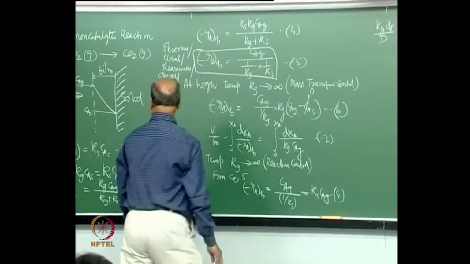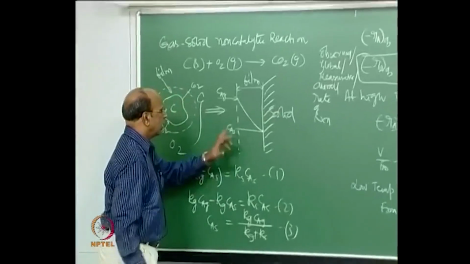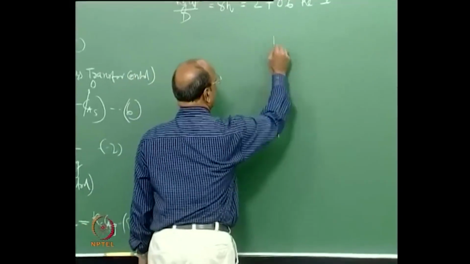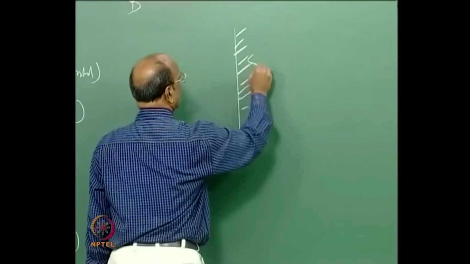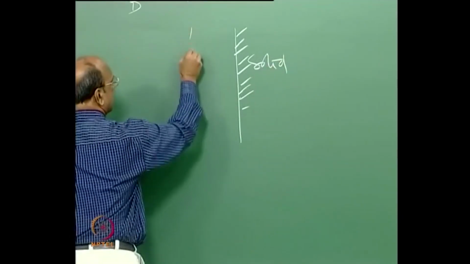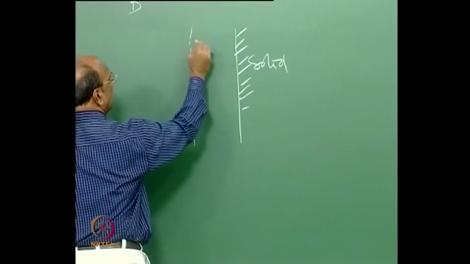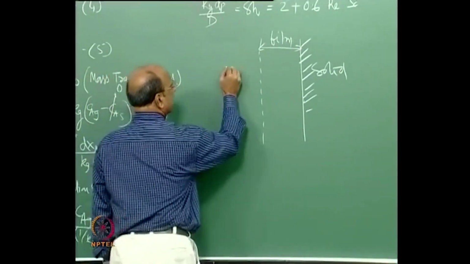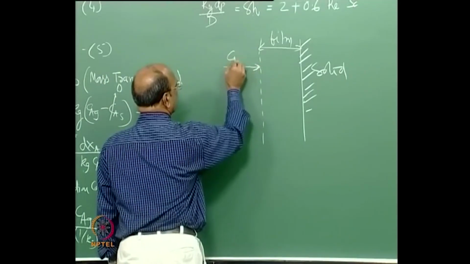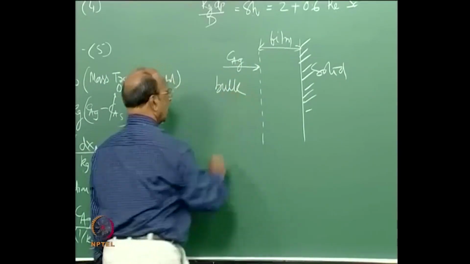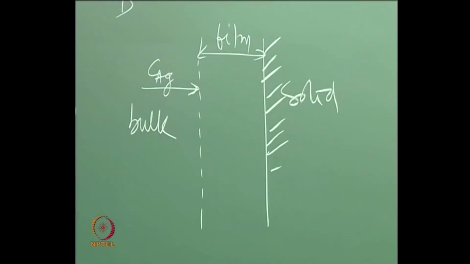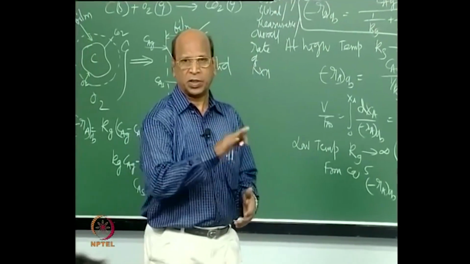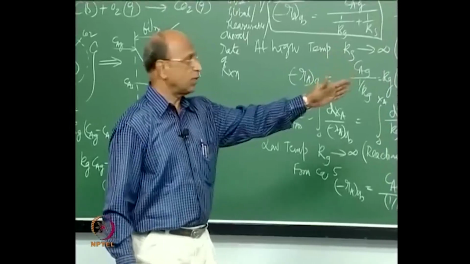Now, let me also tell you, in this profile, if I have reaction control, maybe I will draw here. Again the profiles we will redraw. This is solid, that is carbon, then this is the film, and I have here CAG, this is what I know. This is bulk. In bulk there is no concentration gradient. The assumption is there is no resistance for the molecules to go through that film. That is why it is constant.